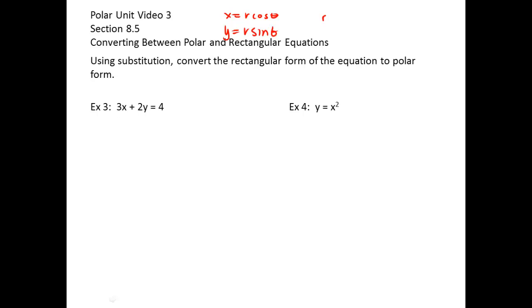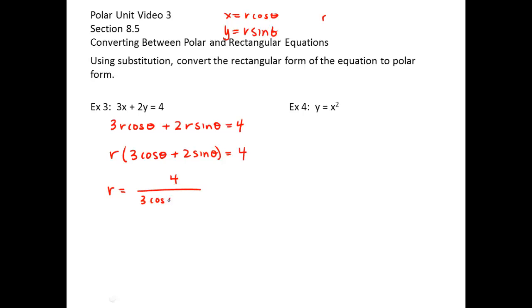So if I'm replacing x here with r cosine of theta, I have 3r cosine of theta plus 2r sine of theta equals 4. When we convert to polar form, we want to get r by itself most often. So I'm going to factor out the r, leaving me with 3 cosine of theta plus 2 sine of theta equals 4. And I'll divide both sides by that long quantity, so I will have r equals 4 over 3 cosine of theta plus 2 sine of theta. And that would be my final answer. And this is actually the polar form of a line.